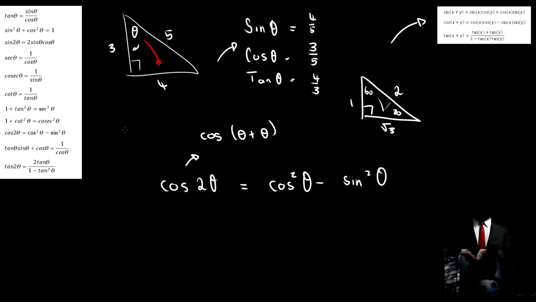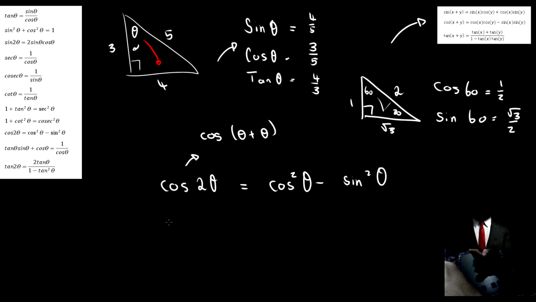So let's use 60 again. Cosine 60, if I go back to this one, is 1 over 2. So let's write that down again. Cosine 60 is equal to 1 over 2, while sine of 60 is equal to square root 3 over 2. So let's substitute what we have.